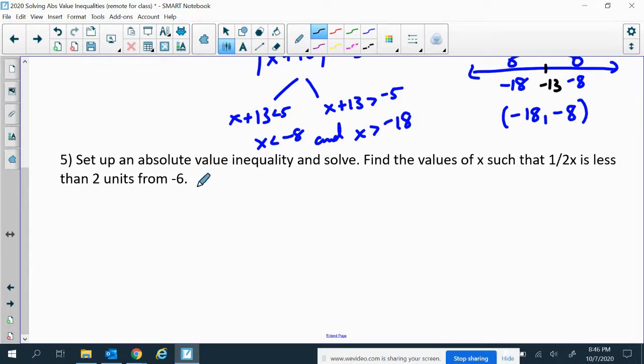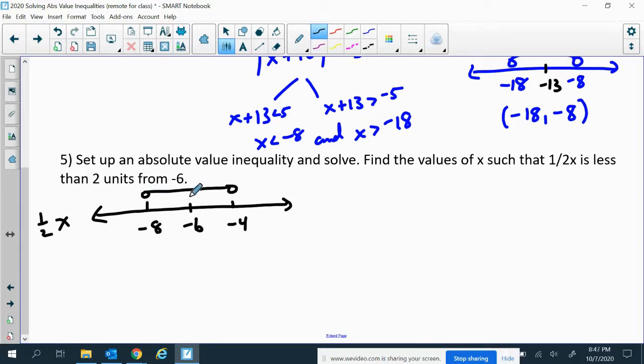Set up an absolute value inequality and solve such that we're finding the values of x such that 1/2 x is less than 2 units from negative 6. So I'm going to graph this first. What we want for 1/2 x, our goal for 1/2 x, is we want negative 6 to be in the middle, and then we want negative 8 and negative 4 because we want our distance to be less than 2 units away. So that's kind of what our graph should look like.